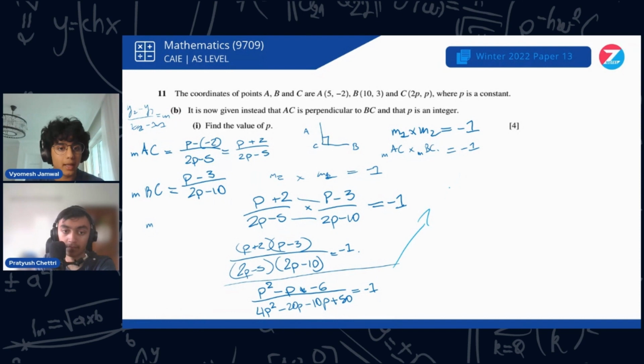Now we can take the denominator and put it on the right-hand side and multiply that by negative 1. On the left-hand side, it's going to be P squared minus P minus 6. On the right-hand side, let's put the negative 1 on the outside to simplify: negative 1 times 4P squared minus 30P and then plus 50. There we go. So we're just going to simplify this. It's going to be P squared minus P minus 6.